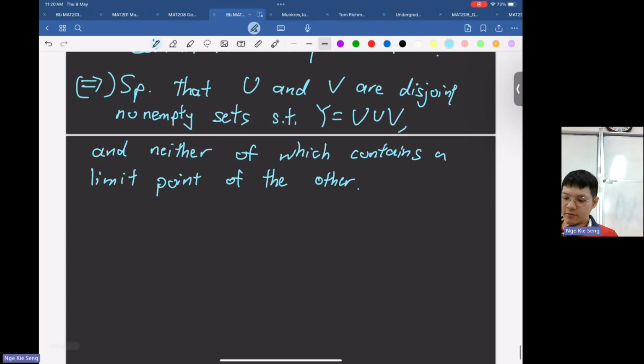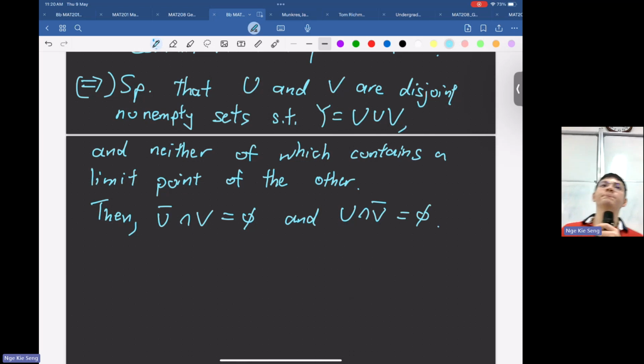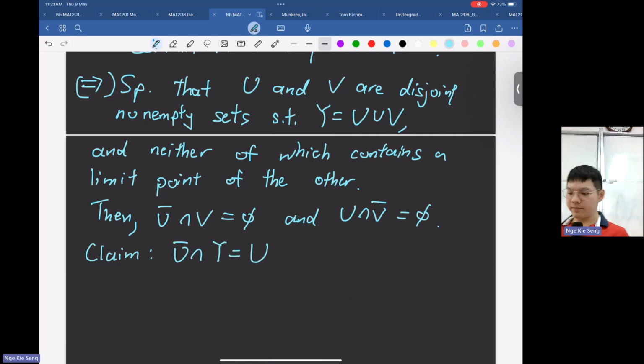Right. So then what happened here? Then U bar intersect V should be empty, and U intersect V bar should also be empty here. Because U and V are already disjoint, if you put in limit points it's still empty, because they don't contain limit points of each other. Make sense? So the claim here is U bar intersect Y is just U.